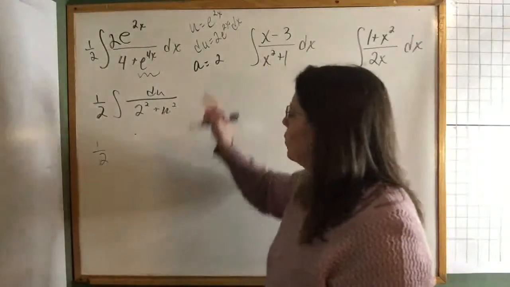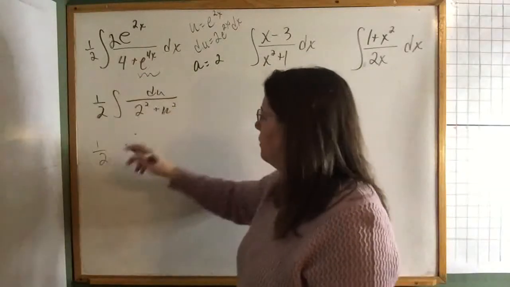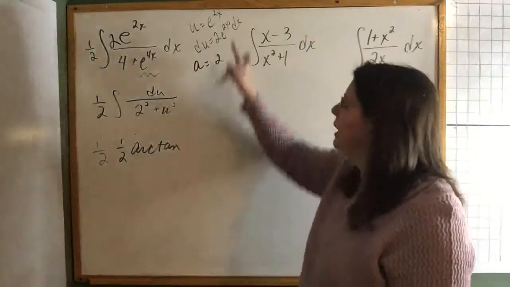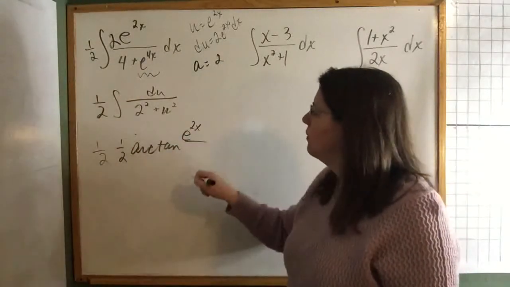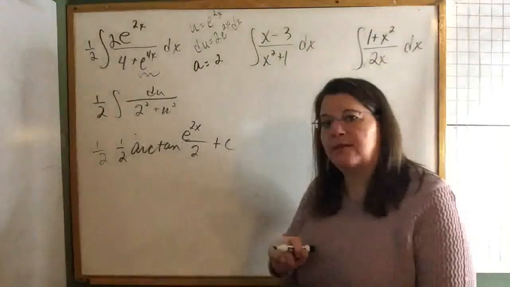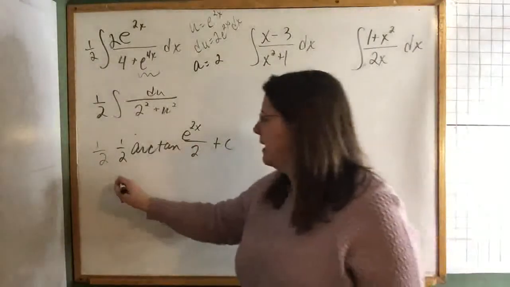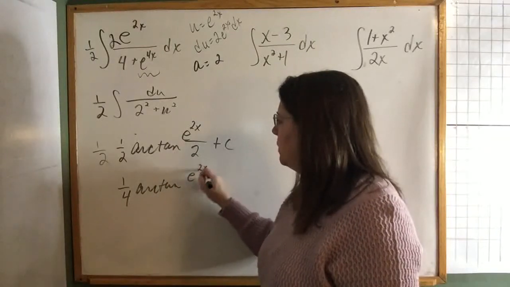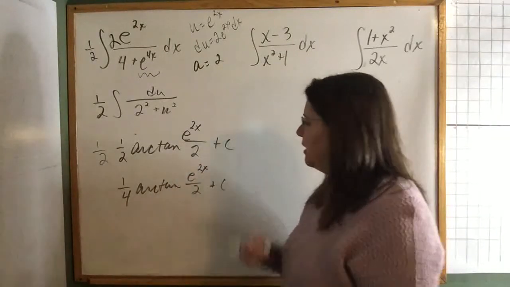Remember that formula says 1 over a, so 1 over a would be 1 over 2. It's an arctangent. U over a, which is e to the 2x, over a, which is 2, plus c. And then all I have to do is simplify. 1/4 arctangent e to the 2x over 2 plus c.